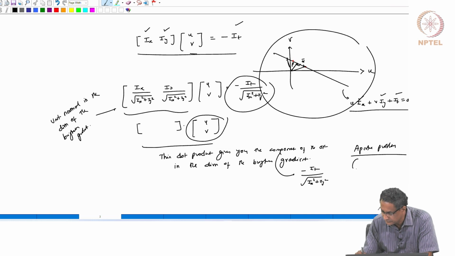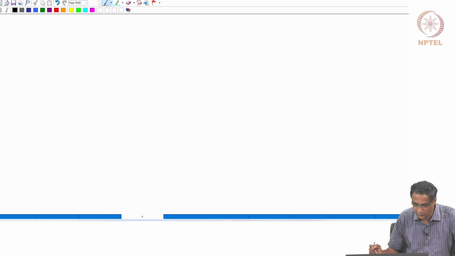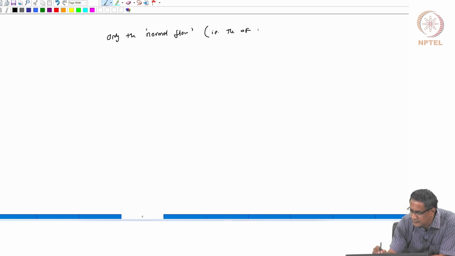So you saw an example of this. Let me write this down. Here is the most important conclusion: only the normal flow, that is the optical flow in the direction of the brightness gradient.